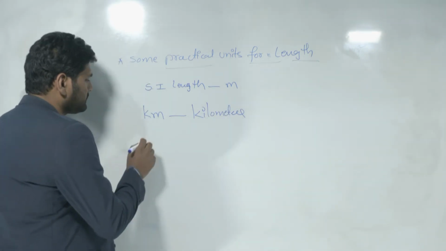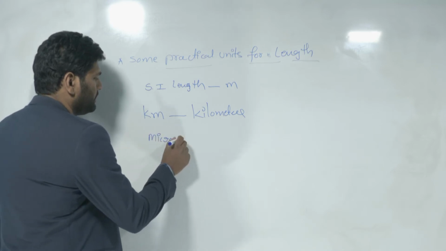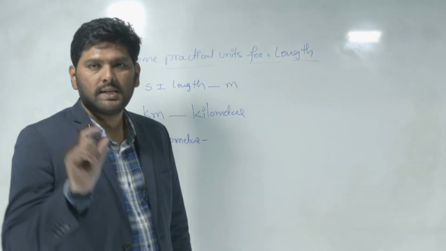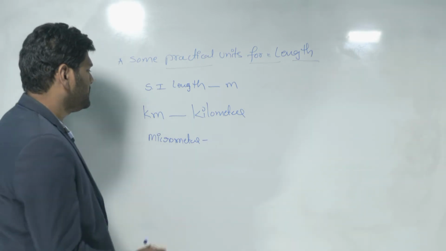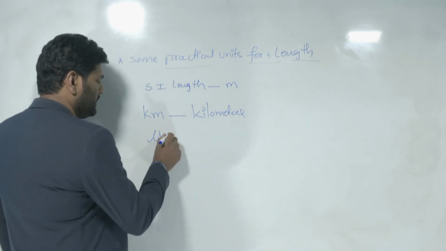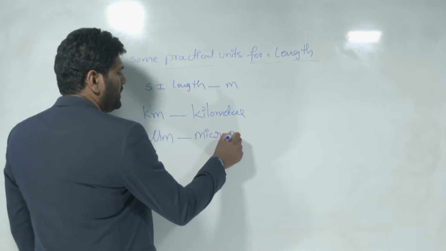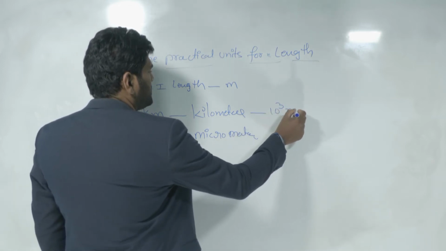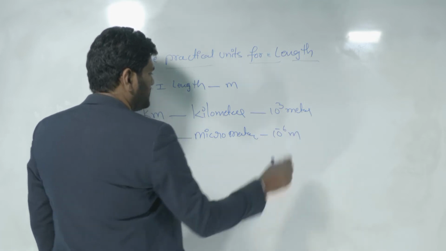And next, micrometer. This is used to measure the size of cells, the size of biological cells. Micrometer, simply we represent with mu m. This is known as micrometer. So here kilometer means 10 power 3 meter. Micrometer means 10 power minus 6 meter.